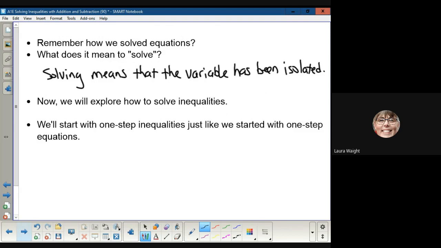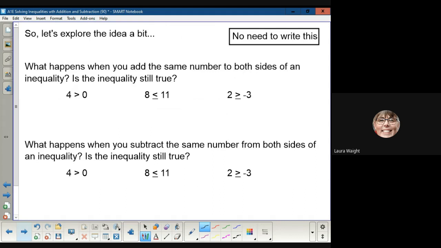So we've done that with equalities. We have done one-step equations, two-step equations, then multi-step equations, then equations with variables on both sides, and now we're going to take those same ideas and apply them to inequalities. We're going to start with one-step inequalities, just like we started with one-step equations. So let's explore this idea a bit. There's no need to write this part, but I just want to show you what I'm talking about.